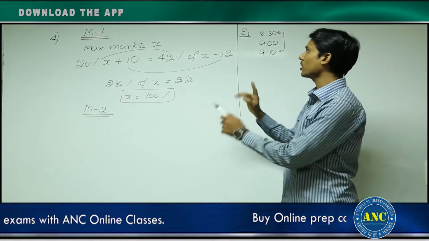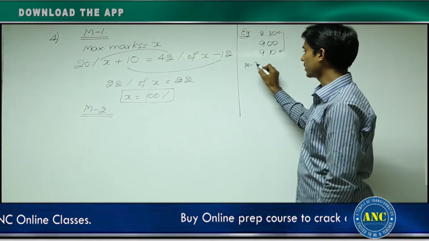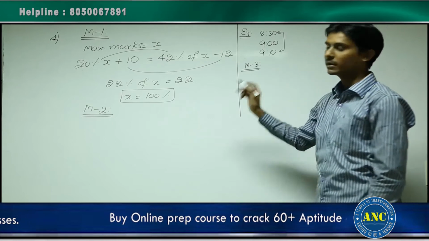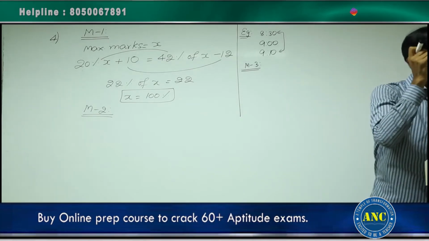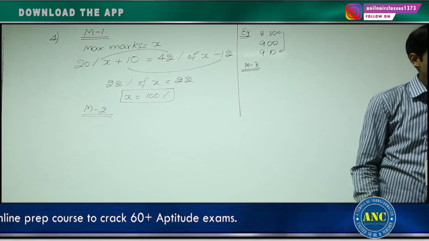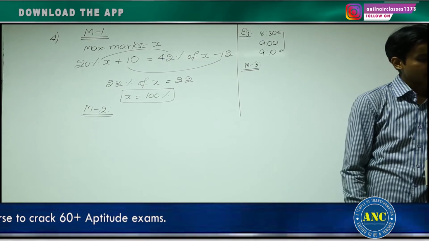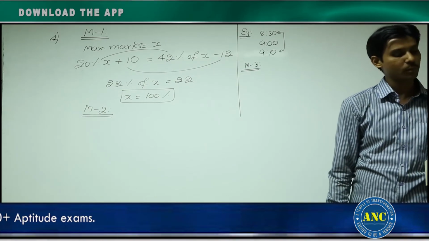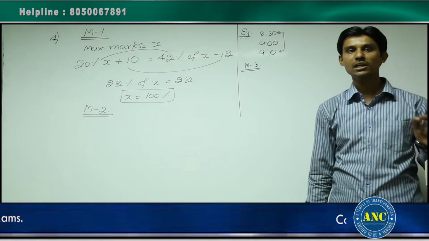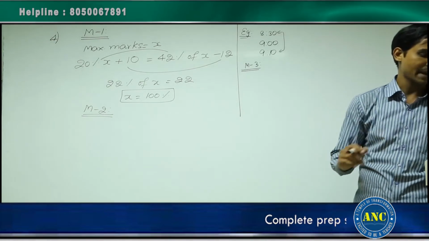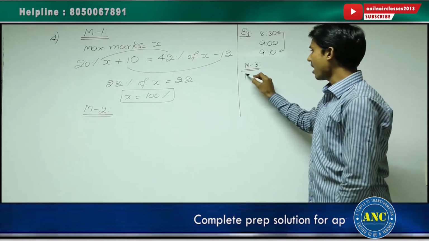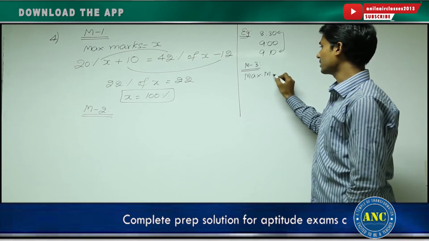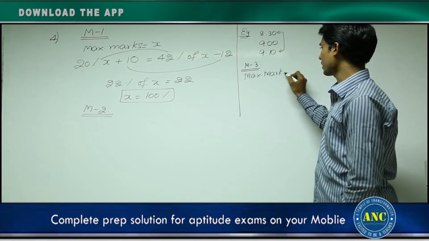Let us use the same analogy for this question. See here, method 3. What is method 3? Please read the question. A candidate who gets 20% marks fails by 10 marks, but another candidate who gets 42% marks gets 12% more than the passing marks. Find the maximum marks. Same logic. I will assume the maximum marks as 100.